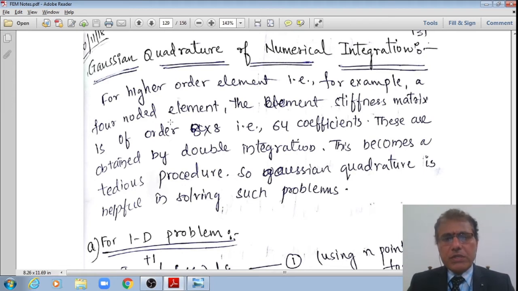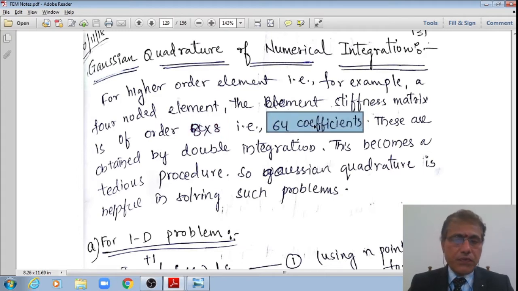Hence the integration of this will give 64 coefficients. There is a double integration, and that was a 2D 4-node quadrilateral, students. Therefore, it had 8 degrees of freedom. Hence, the size of the element stiffness matrix was 8 by 8, 64 coefficients. Therefore, I need to do 64 calculations using double integration, following the mathematical rules of integration.